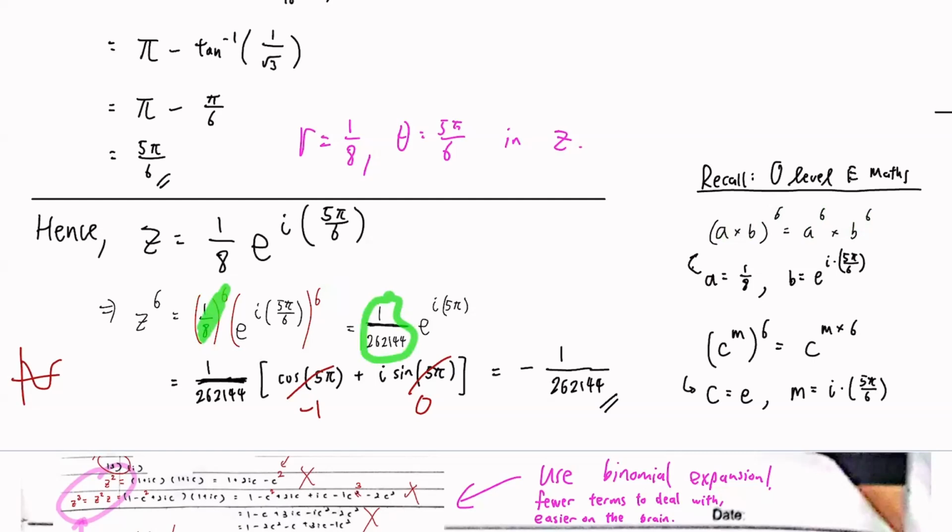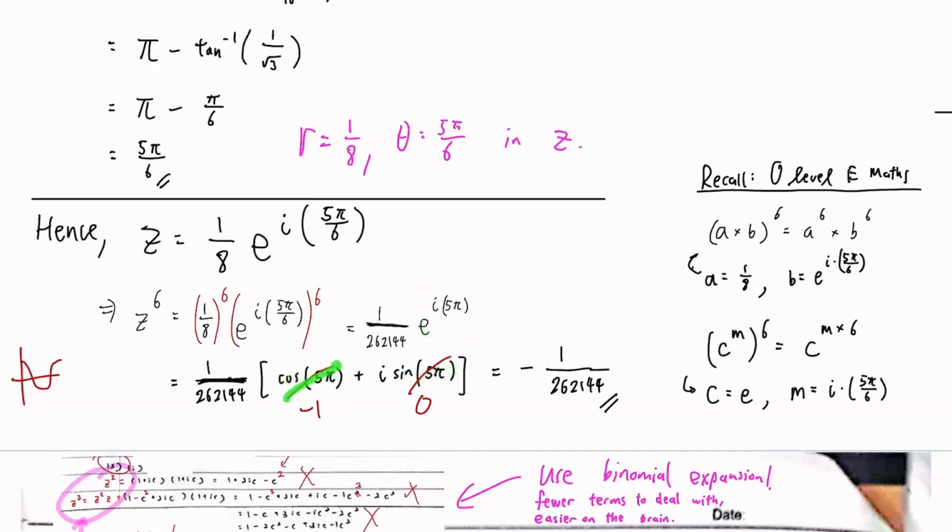1 over 262144. Then this guy power 6, you just have to multiply the angles, multiply the powers. So 5 pi over 6 times 6, 6 cancel off, you're left with 5 pi. So far, okay? Good. Then this one, you can rewrite it as cos theta plus i sine theta. So you get cosine 5 pi plus i sine 5 pi.